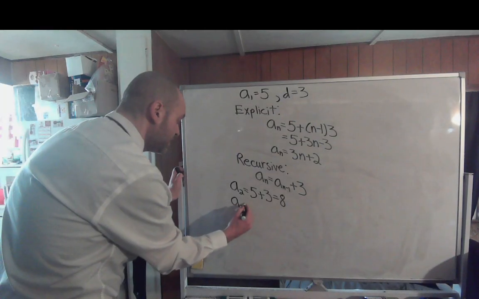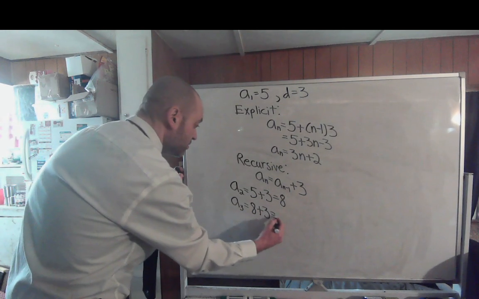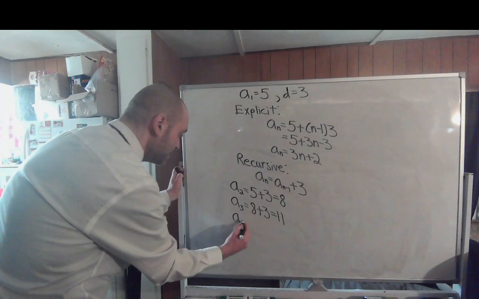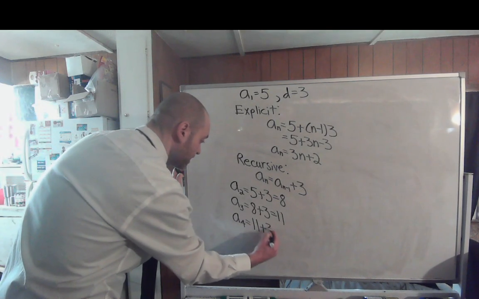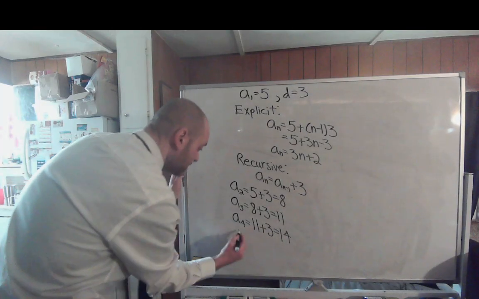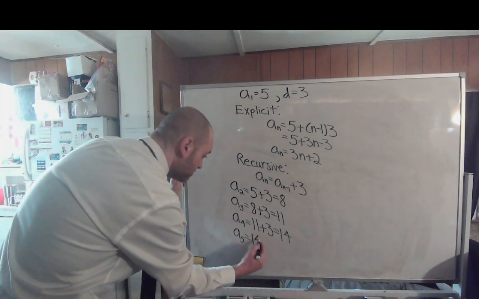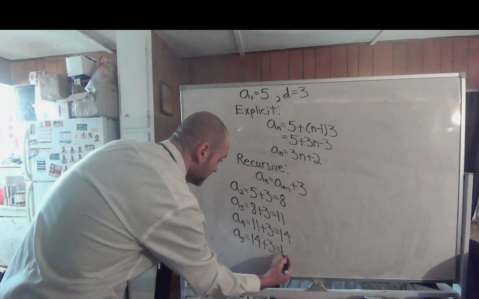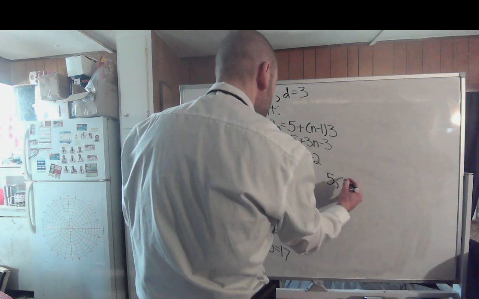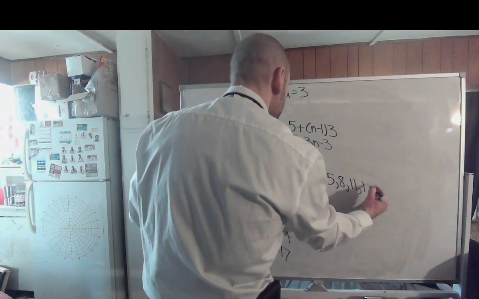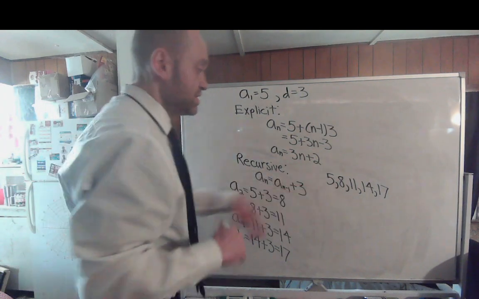Then a sub 3 would equal a sub 2 plus 3, so 8 plus 3 equals 11. A sub 4 would equal a sub 3 plus 3, so 11 plus 3 would equal 14. Then a sub 5 would equal your a sub 4, which is 14, plus 3, which would give you 17. So the first 5 terms of the sequence are going to be 5, 8, 11, 14, and 17. Those would be the first 5 terms of the sequence.